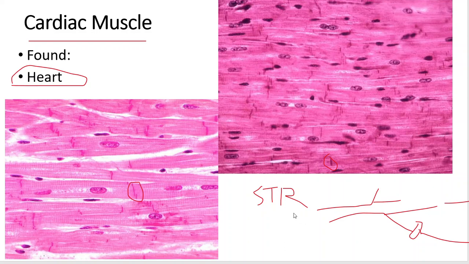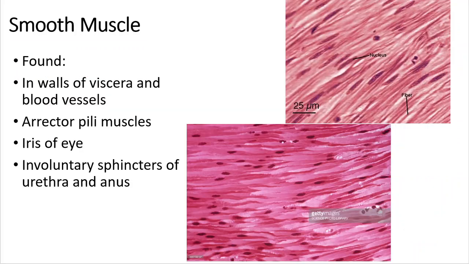So, striation, usually these guys have one at the very most two nuclei. They're not multinucleated like the skeletal. But probably the easiest way to remember is they're striped and they branch, and they don't go this straight thing like skeletal muscle.